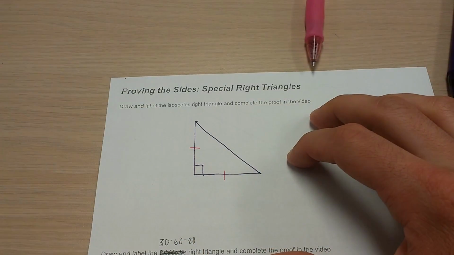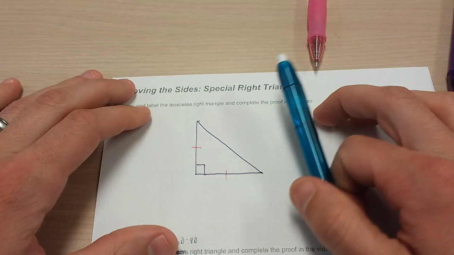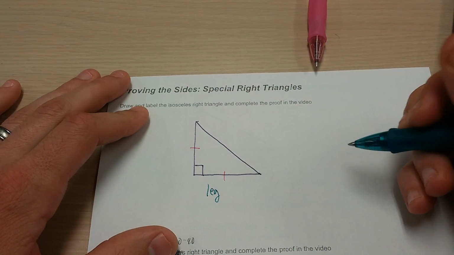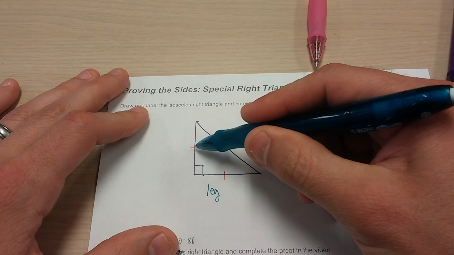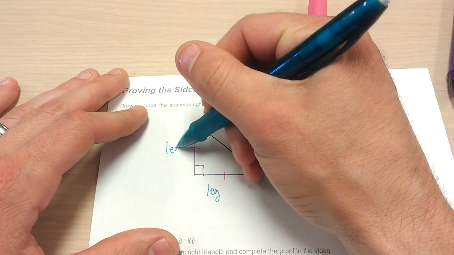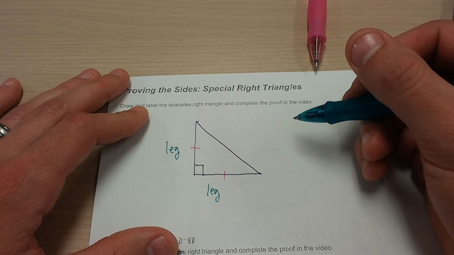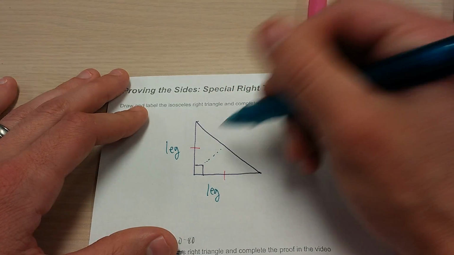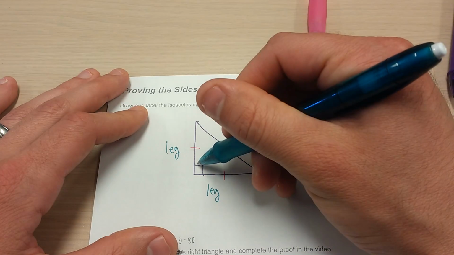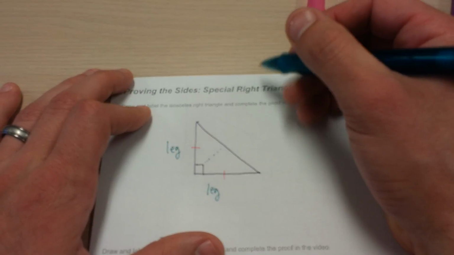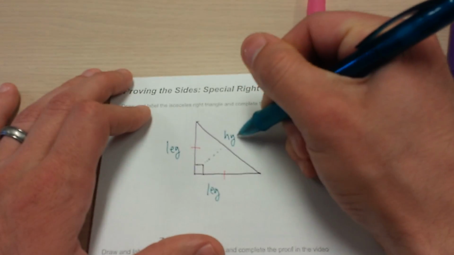All right, and then we need names. So we'll call this one a leg. I know, real creative, right? And because this has the mark here, meaning it's the same length, it's congruent, we're also going to call this one leg, right? So what do we call this? Well, it is the longest side. How do we know that? It's across from the right angle. The largest angle opens up to the largest side. So that should make pretty good sense. We'll just call it the hypotenuse.